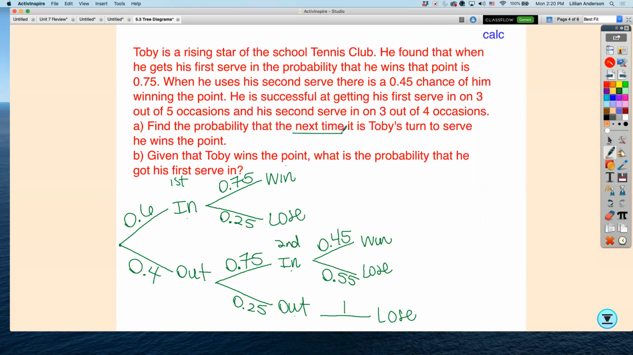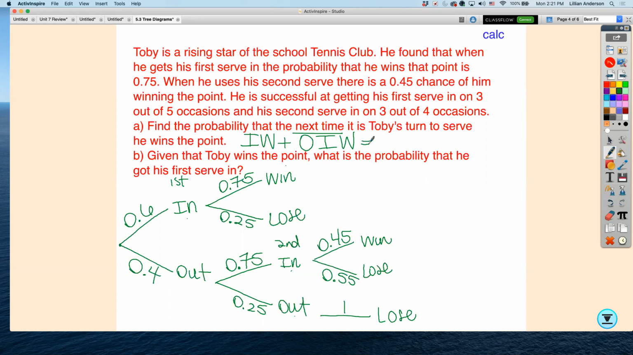How could he win the point? Looking at this tree diagram. You can go in and then you win, or you can go out and in, then you win. Exactly. The ball can go in and he wins the point, or it can go out the first time, in the second time, and then he can win the point. What do I do to these two probabilities? Add them.